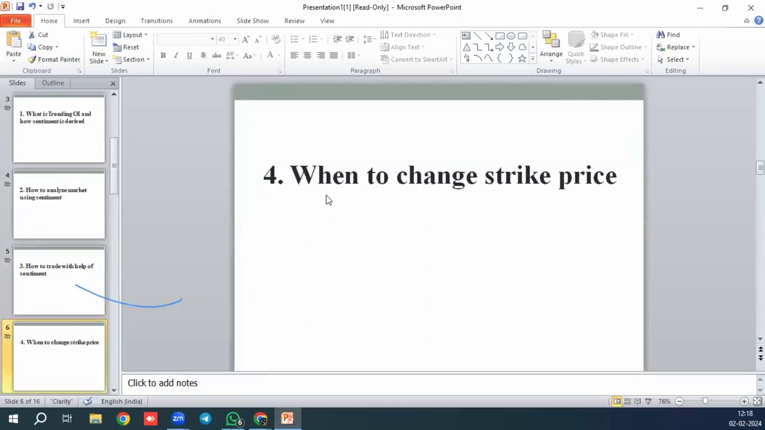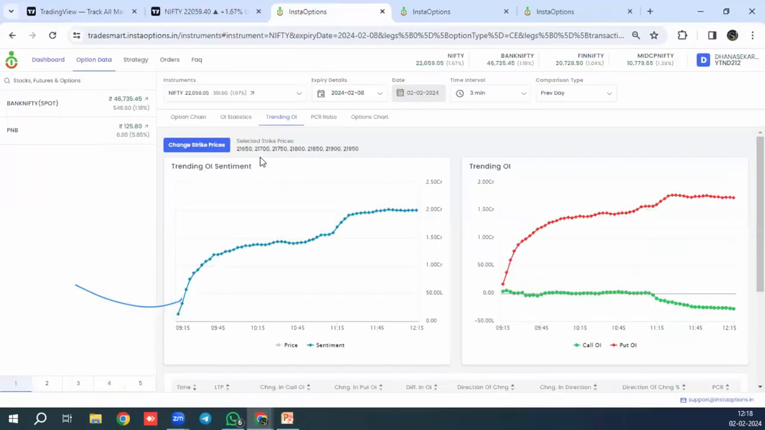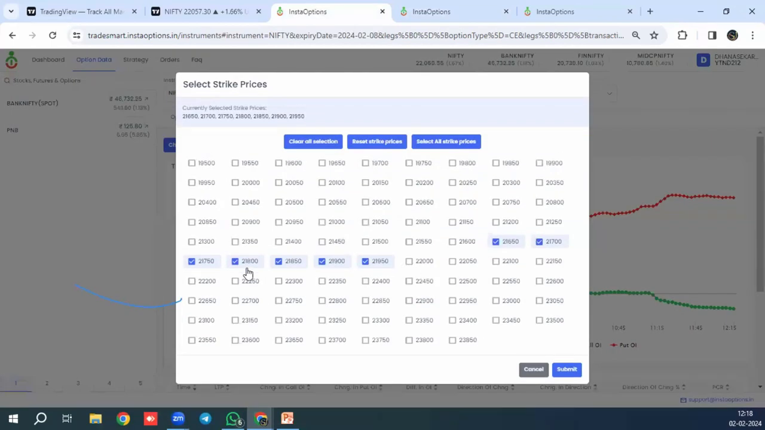Now next. Okay. Now, how to change the strike price? Okay. Here, what we are analyzing is, when we are analyzing Nifty, we will select 3 strike prices away. Like if ATM is, let's say, 21,800, then it is going to be 3 strikes away on the positive side, and 3 strikes on the negative side. Okay. So overall, it is going to be 7 strikes.